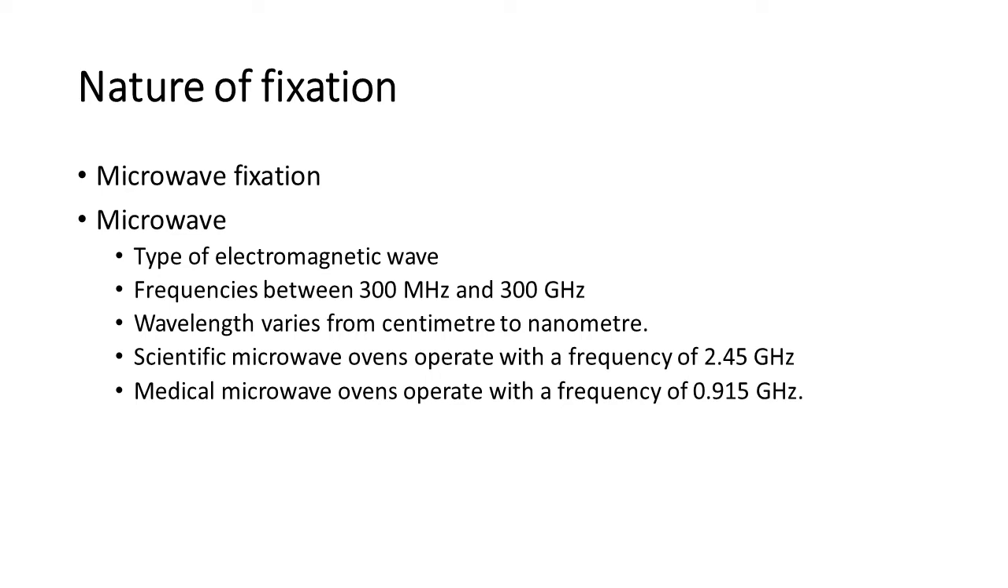Microwave, as we all know, is a type of electromagnetic wave with a frequency between 300 megahertz and 300 gigahertz, and a wavelength that varies from centimeters to nanometers. A scientific microwave oven operates at a frequency of 2.45 gigahertz. A medical microwave oven operates at a frequency of 0.915 gigahertz.